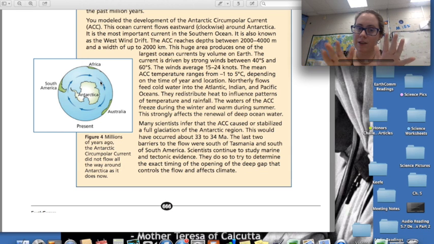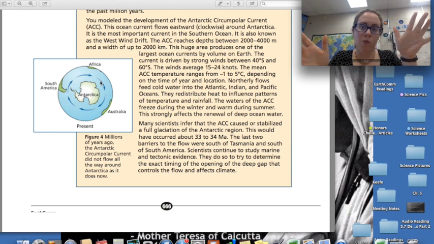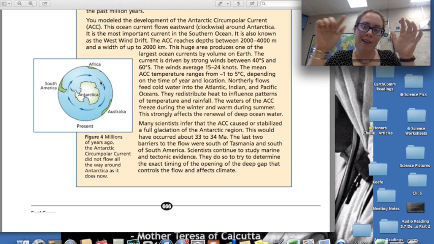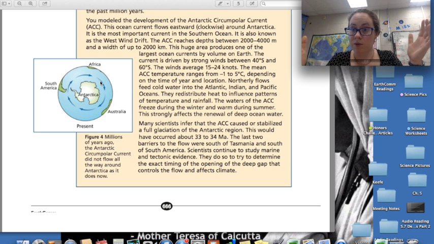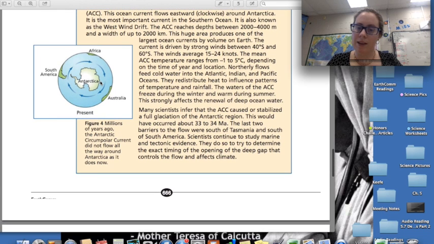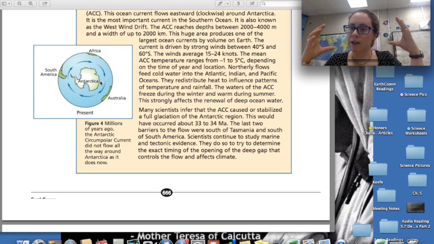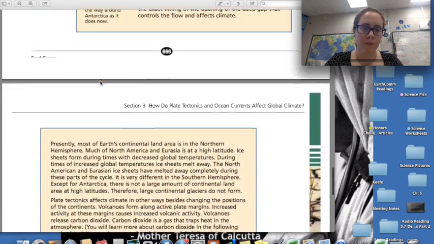And because our continental plates are far enough away from Antarctica, that circumpolar current that goes right around Antarctica is able to keep that cold water there and keep it colder. And this has stabilized that Antarctic climate and has made it continue to be so much colder.